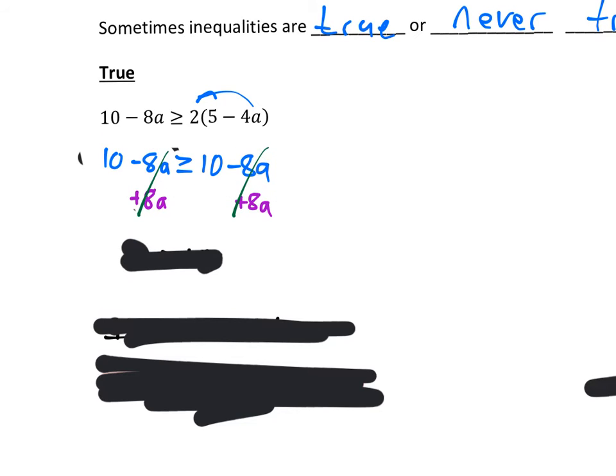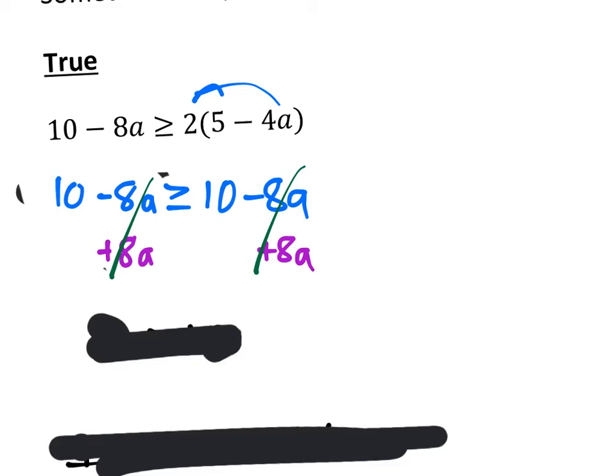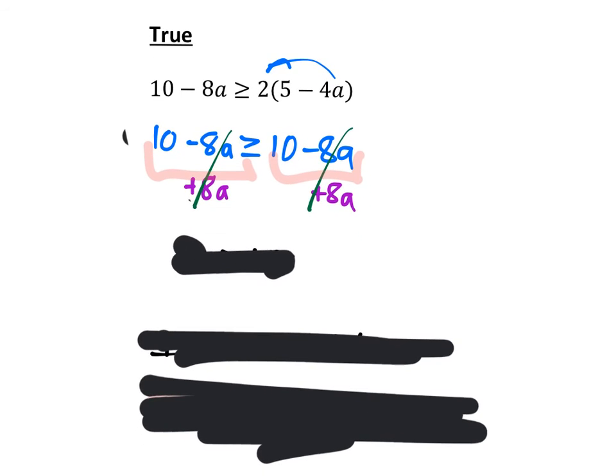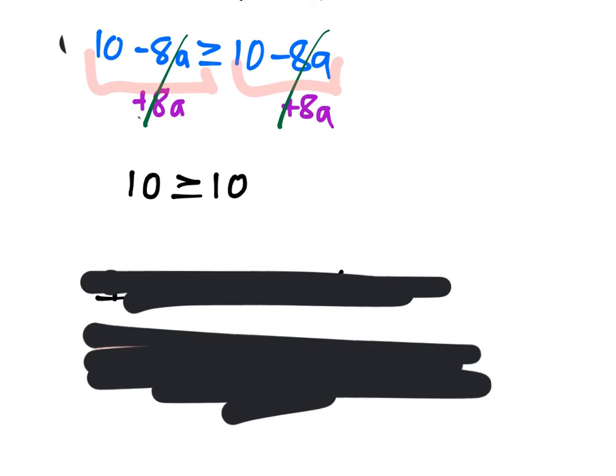All right, after I distribute here, we would get 10 minus 8a. And you may recognize, hey, both sides of this inequality are the same, which meant for linear equations that we had infinite solutions. It's going to be similar with inequalities, but we have to kind of take it further to see the final step. So here I added 8a on both sides, and I got this statement here, which is 10 is greater than or equal to 10.